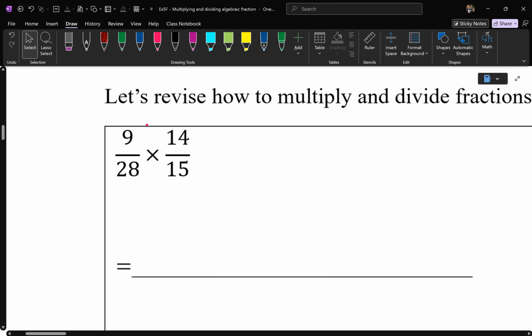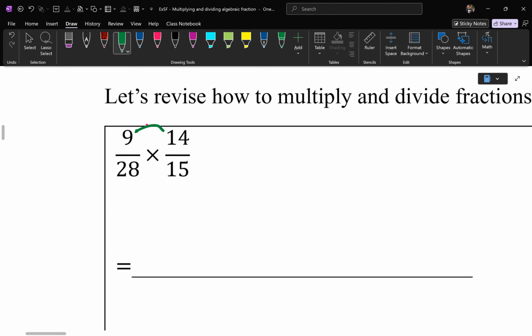9 over 28 times 14 over 15. Yes, you can do 9 times 14. So top with top, bottom with the bottom. That's what we say with fractions. But the numbers get really large. The skill is to reduce it first before you do that. So you need to first find which 2 numbers, top and bottom, have a common factor. Which 2 can you see already?